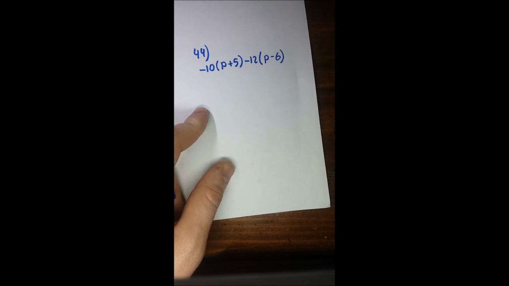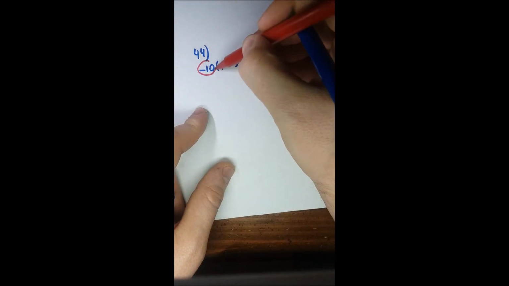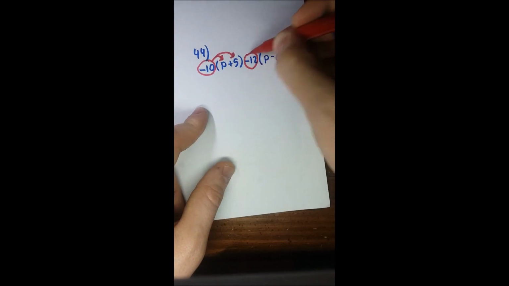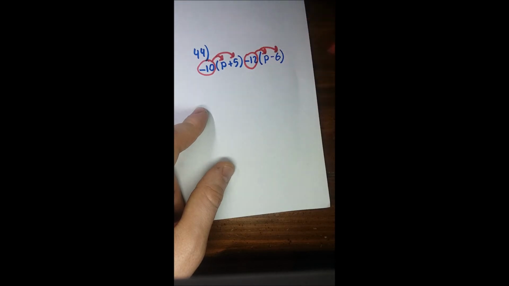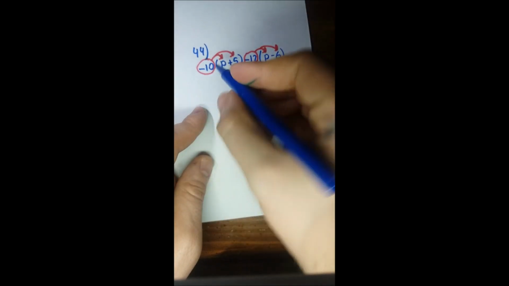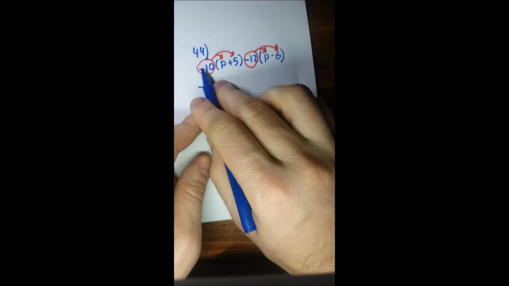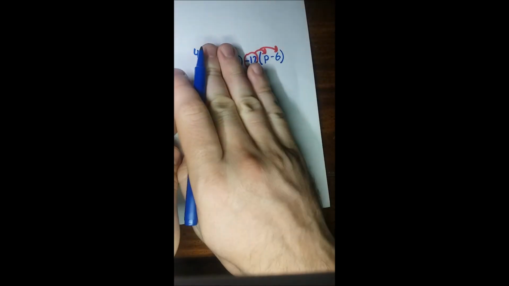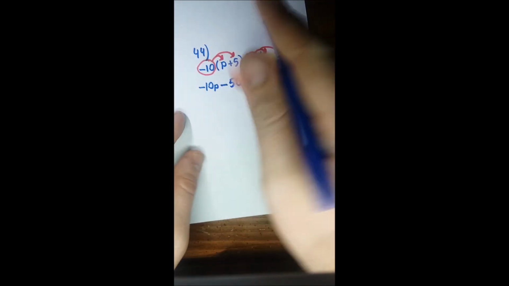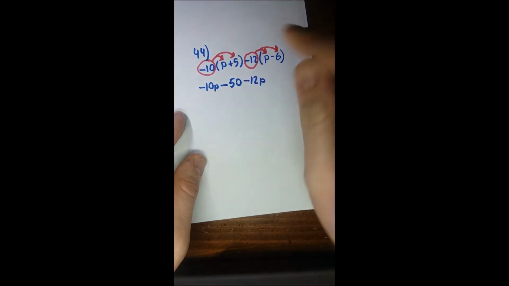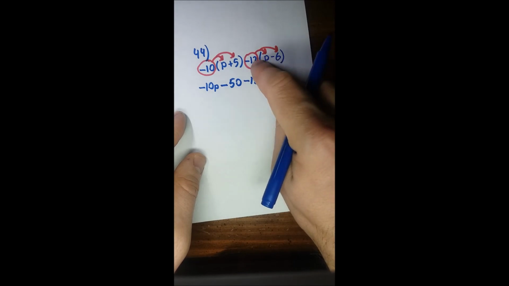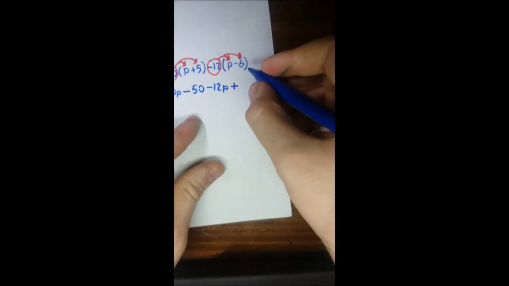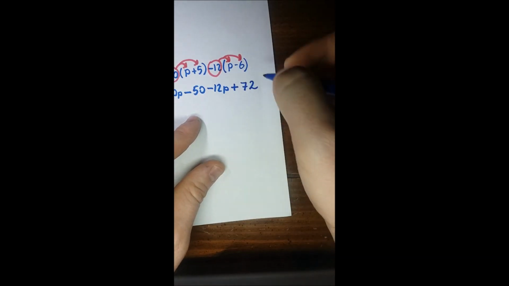Last expression. Same thing, but now we're looking at a lot more complex. So it's -10 here. That needs to be multiplied by this parenthesis. And then there's a -12 that needs to be multiplied by this parenthesis. That's it. -10 times p is -10p. -10 times 5 is -50. That's done. Now, -12 times p is -12p. -12 times -6, here is where it gets interesting. Negative times a negative is a positive. I believe it's 72.